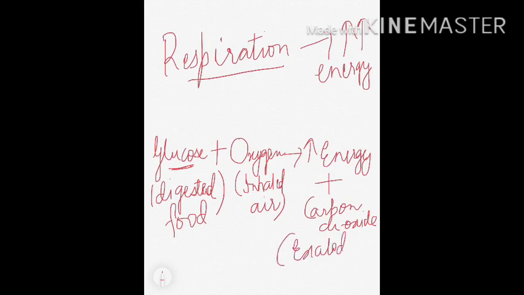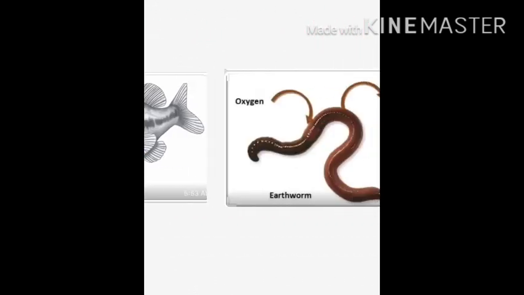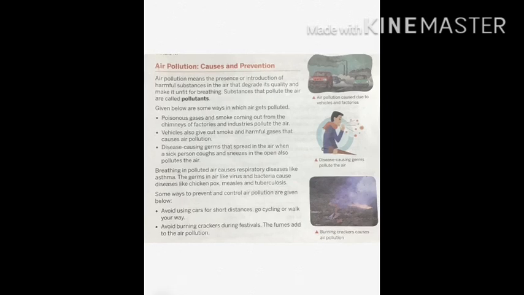This air which is exhaled out is called exhaled air, which contains mostly carbon dioxide, which is a waste gas. All right, so this is the process of breathing, which is very important in the process of respiration to release energy, and this energy is used by our body to do every work. Okay, right. So now moving ahead with the next topic here, air pollution.